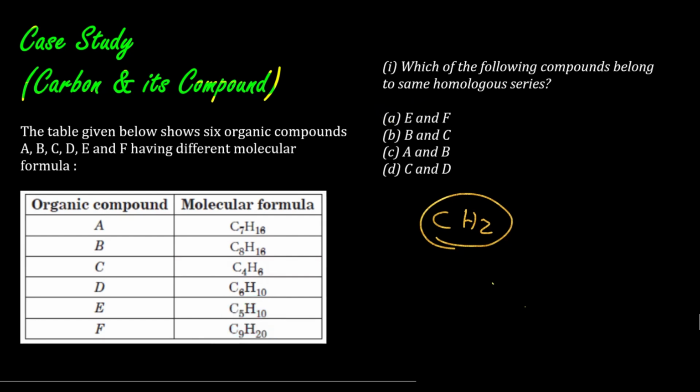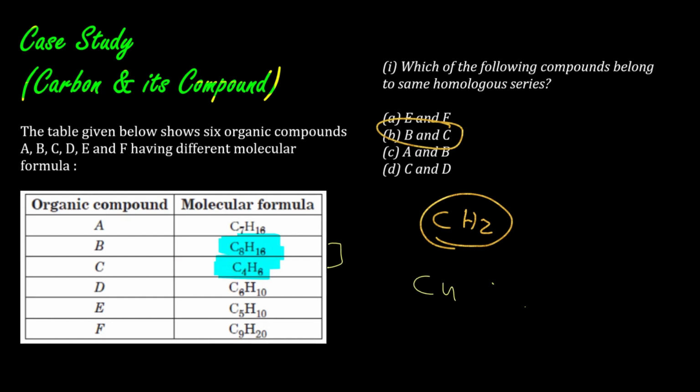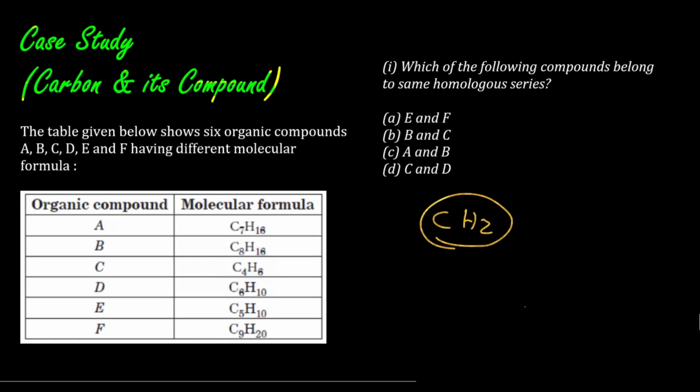Now, the next option here is B and C. Let's see B and C. This is B and this is C. If I find the difference between these two, there is a difference of 4 carbon, and hydrogen is how much? 16 minus 6 is 10, right? So again, you can see that it is not a multiple of CH2. So this is not correct. Now I will look at the next, which is A and B. When I compare A and B, you can figure out that there is a difference of 1 carbon, no hydrogen. So again, this will be discarded.